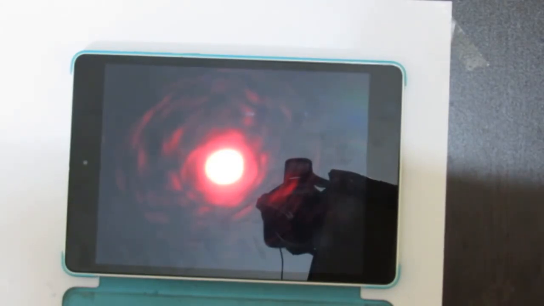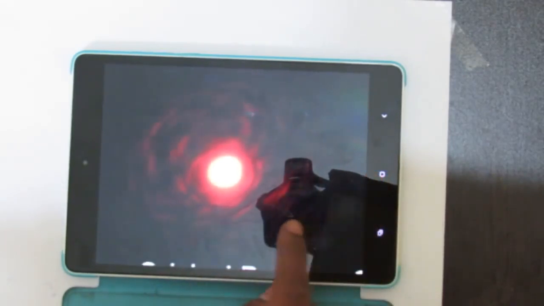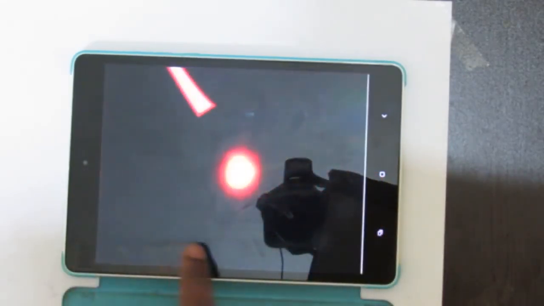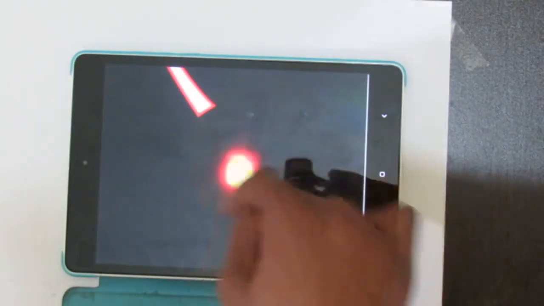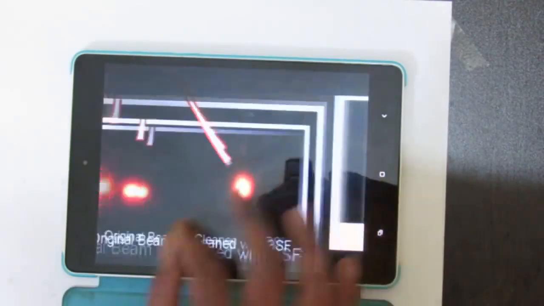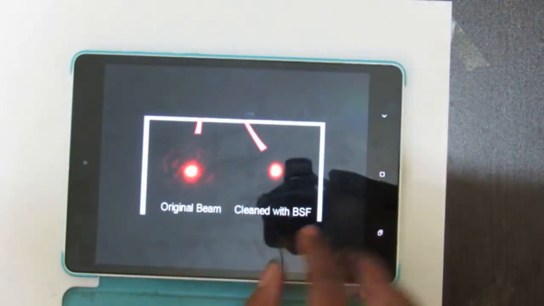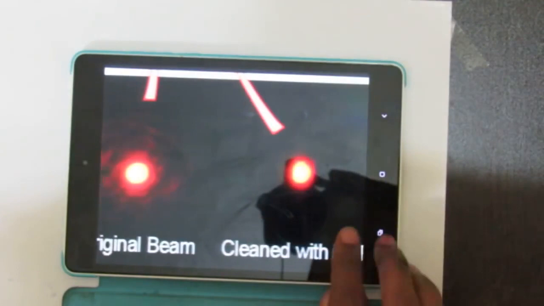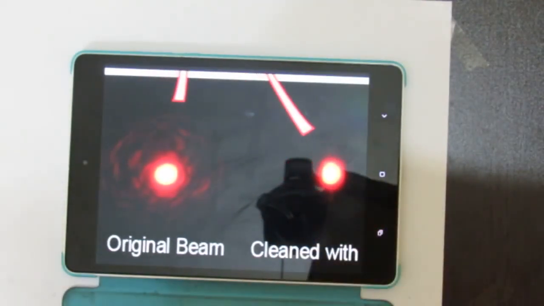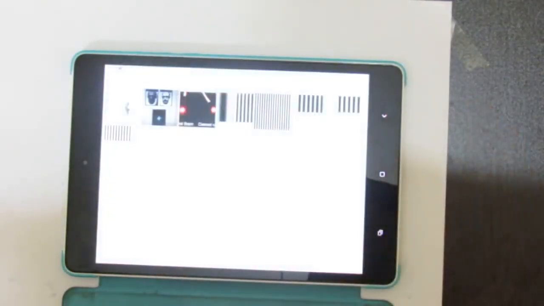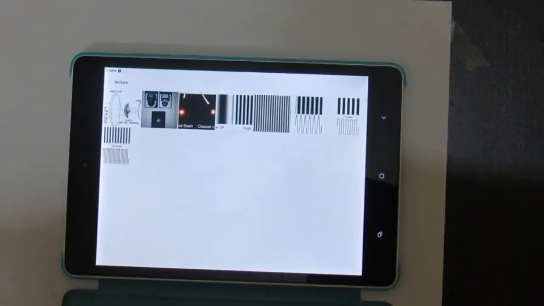Actually, these kinds of systems are available embedded in the microscope objective these days. But you can make your own spatial filtering experiment to filter out the unwanted frequencies. This is before filtering, and after the filtering you get a very clean beam because all the higher spatial frequencies have been filtered out. So this is the original beam, and this is the clean beam, using the spatial frequency 4F system. This is another example.